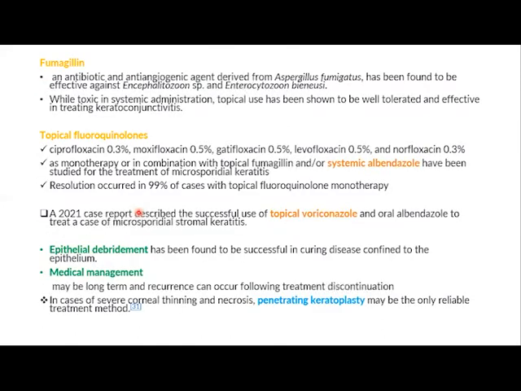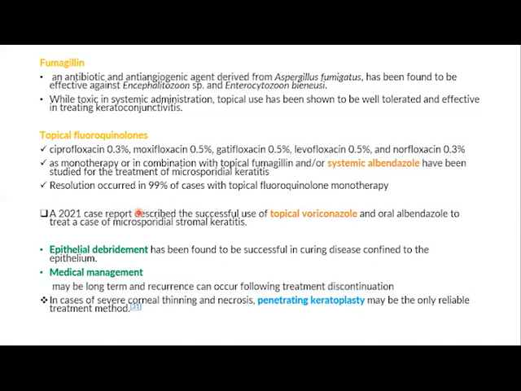Next is, what is this fumagillin? It's an antibiotic and anti-angiogenic agent derived from Aspergillus fumigatus. It has been found to be effective against encephalitozoon, protozoan species, and enterocytozoon species of microsporidia. And while toxic in systemic administration, topical use has been shown to be well tolerated and effective in treating keratoconjunctivitis.